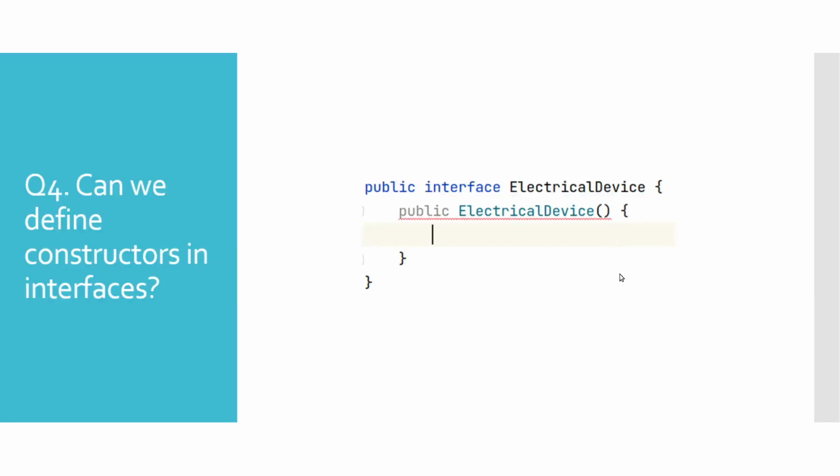Can we define constructors in interfaces? We already said in one of the previous questions that we cannot instantiate interfaces, but unlike abstract classes, where we could define constructors that would be used to initialize the state of the object, we cannot do so for interfaces. Here is an example that shows a compile error reported by Java when we tried to define a constructor for the ElectricalDevice interface.